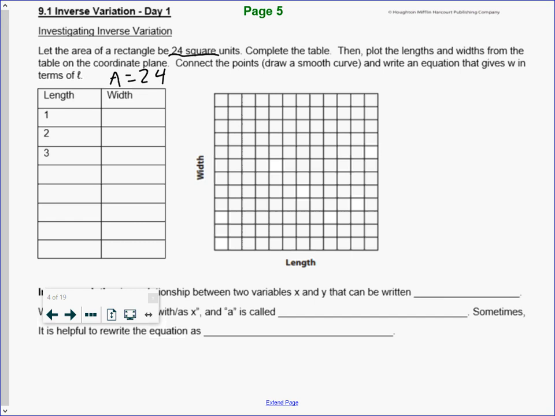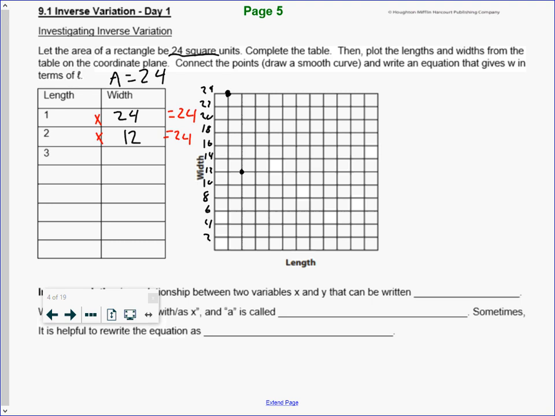So if the area always equals 24, and area equals length times width, and my length is 1, that means my width has to be 24. Because 1 times 24 gives me 24, and that's what I want. On this table right here, we're going to be going up by 2s. It's the only way this will work. 8, 10, 12, 14, 16, 18, 20, 22, and 24. So my length is 1. My width is going to be 24. My length is 2. My width would be 12. Since 2 times 12 is also 24.